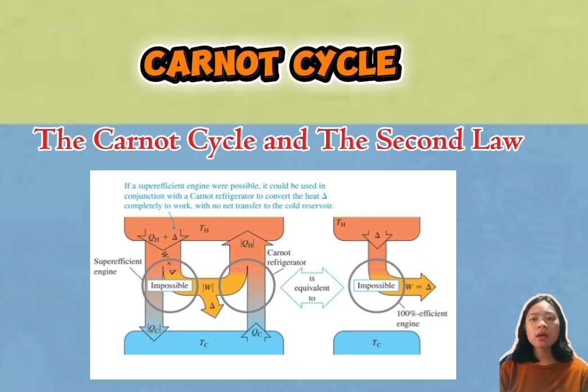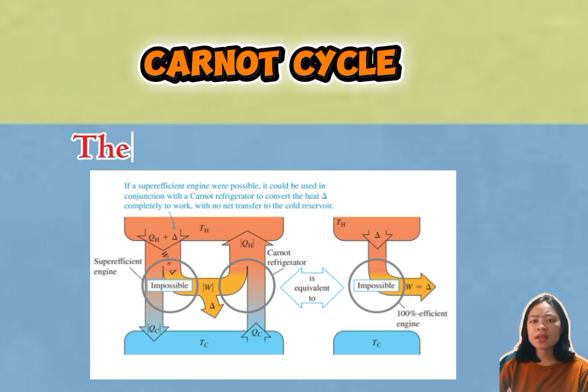On the yellow side, the diagram shows that this combination behaves like a 100% efficient engine, which is impossible because every real engine must always waste some heat. So this proves a super efficient engine cannot exist.